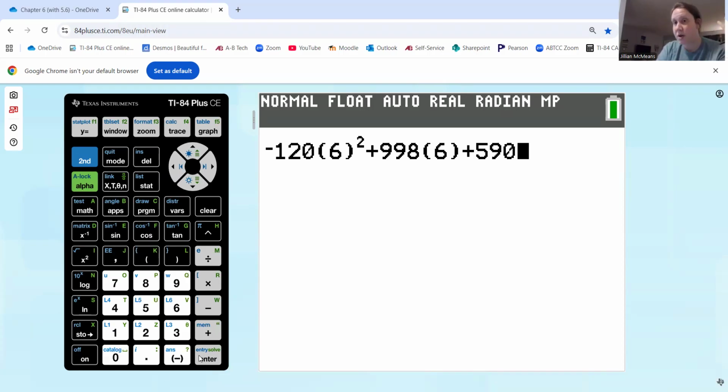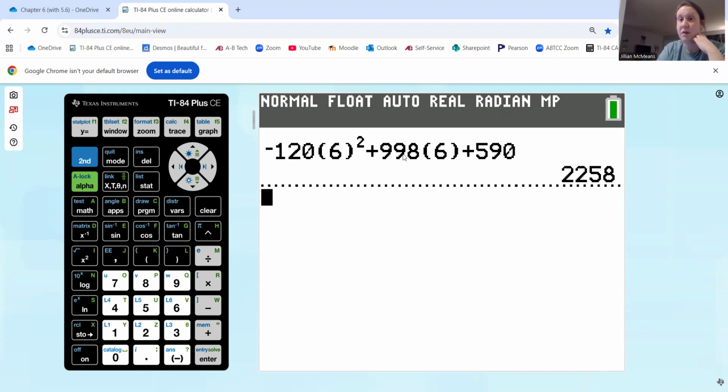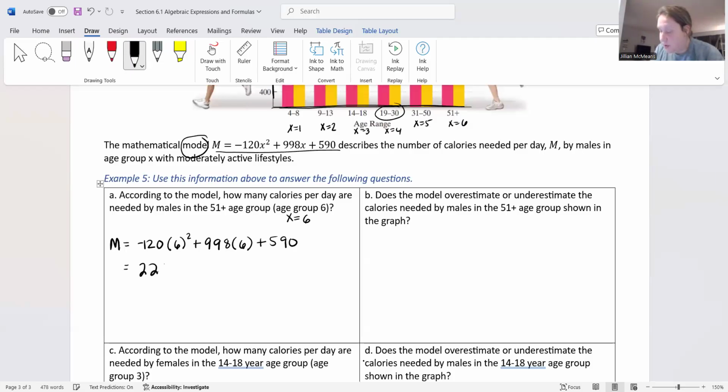If we hit enter, it'll tell us approximately how many calories males in that particular age group need if they have a moderately active lifestyle. So hit enter, and this says that men in that age group need 2,258 calories. So let's go back to the worksheet. So we need 2,258 calories. Whenever you do a word problem or anything that has a real world application, put labels with your answer. Describe your answer somehow. At the very least you can put units, but some kind of description is always nice.